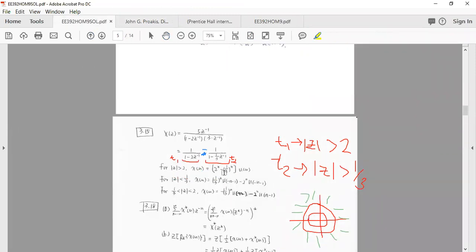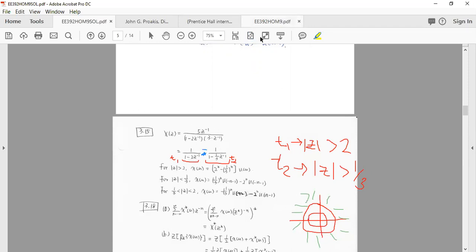You can see we'll be getting 2 to the power of n. The inverse Z transform is 2 to the power of n, minus, because they're negative, minus one third to the power of n, u of n. That will be the causal signal of this particular Z transform.